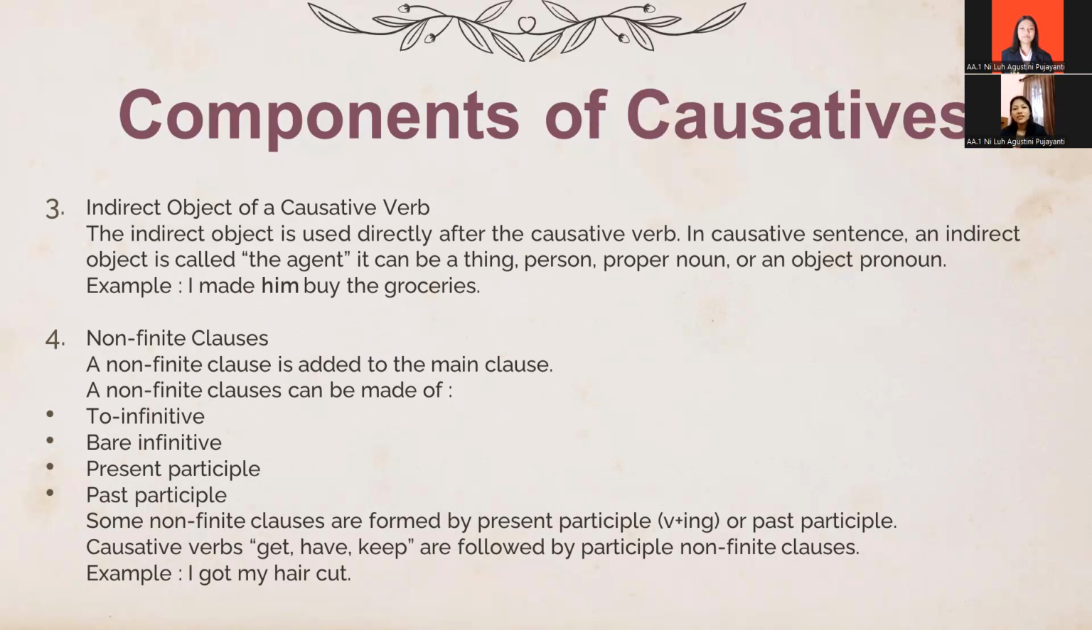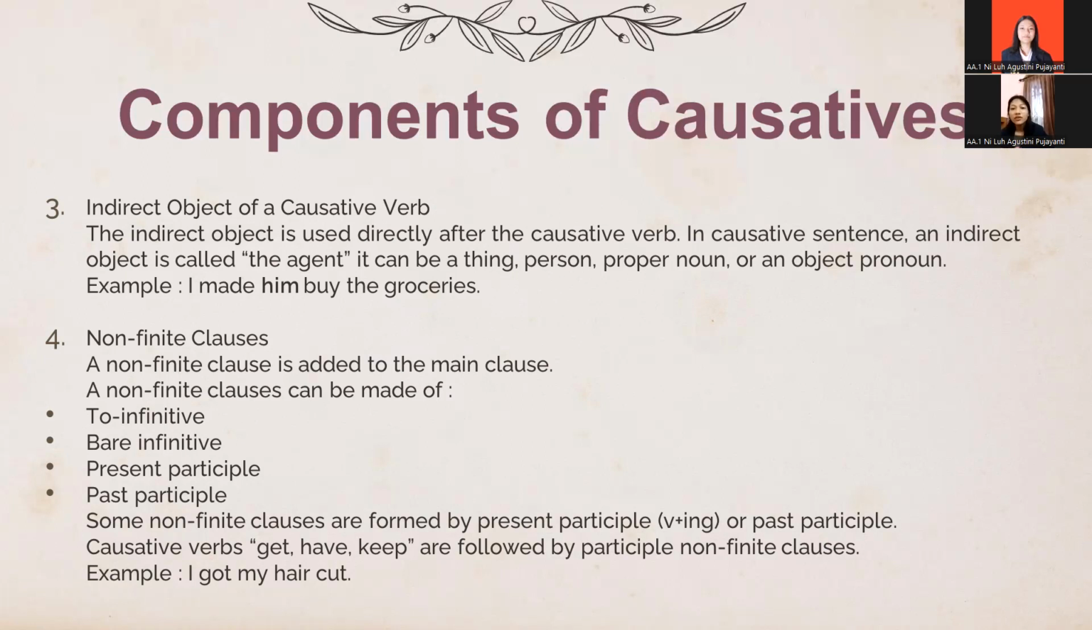And next, non-finite clauses. A non-finite clause is added to the main clause. Non-finite clauses can be made of to infinitive, bare infinitive, present participle, and past participle. Among the non-finite clauses mentioned above, you are familiar with clauses formed by the to infinitive and the bare infinitive. Some non-finite clauses are formed by the present participle, verb-ing, or the past participle, verb 3.